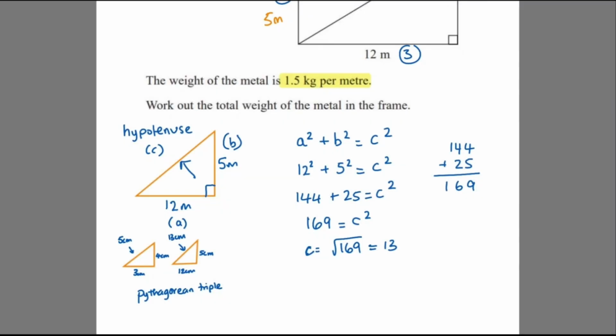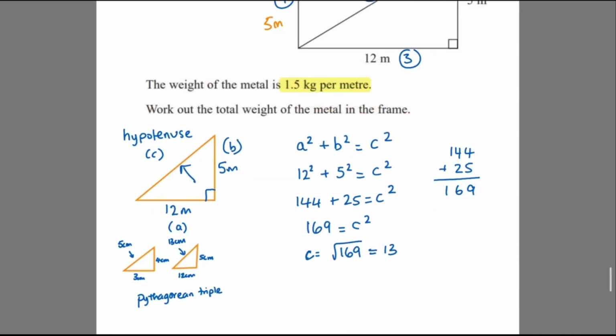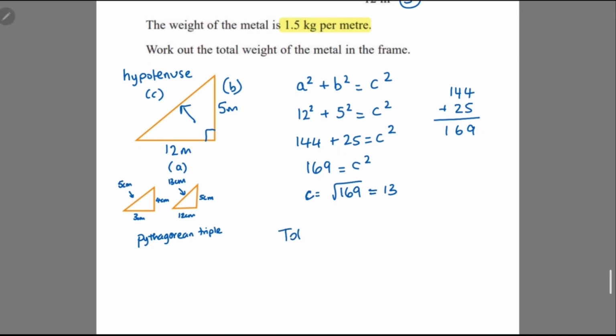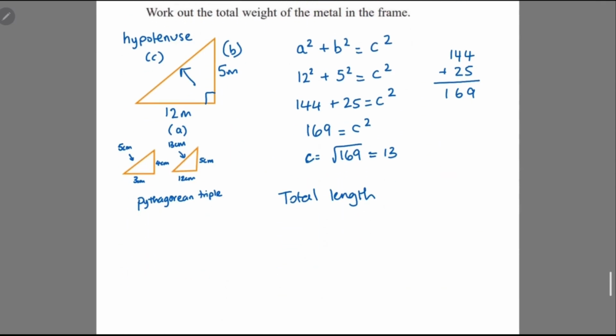So what we need to know at this point is the total weight of the frame. And how we do that is just by adding all the lengths of the pieces. So we need to know the total length and then multiply that by 1.5 kg. Right, so let's do the total length. The total will be 12 plus 12 plus 5 plus 5 plus 13. So if we write that here, it's going to be 12 plus 12 plus 5 plus 5 plus 13.